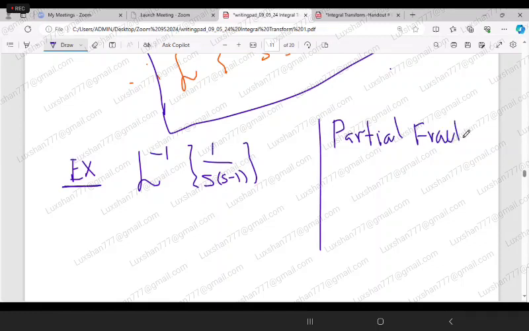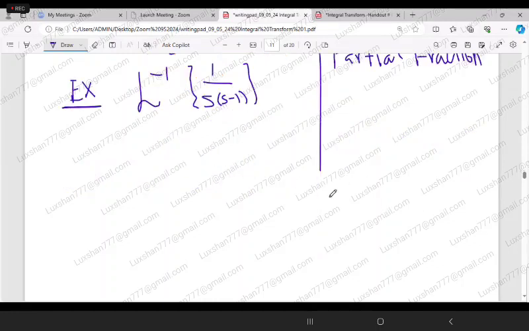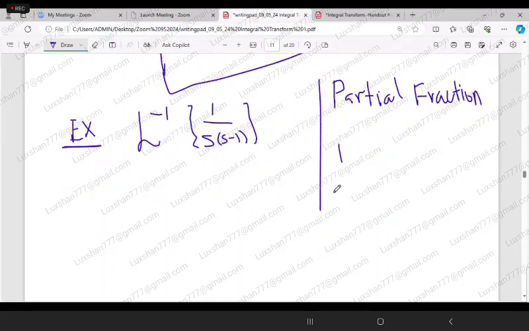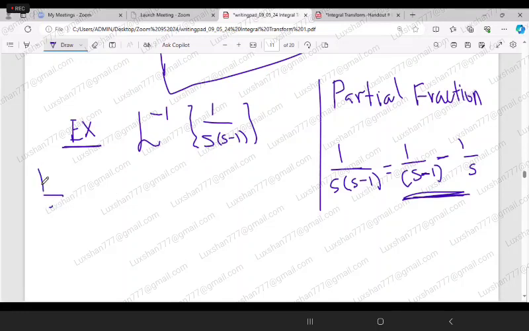This example is not in your handout. This is partial fraction, that is method one. If you do partial fraction of this 1 over s into s minus 1, you can write it as 1 over s minus 1 minus 1 over s. Yes, this is the correct partial fraction of this one. So method one.